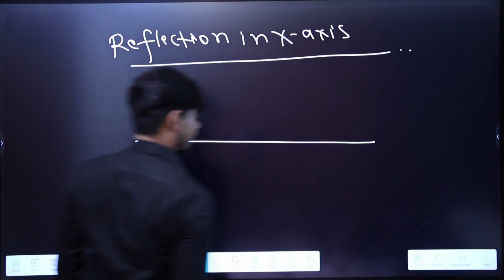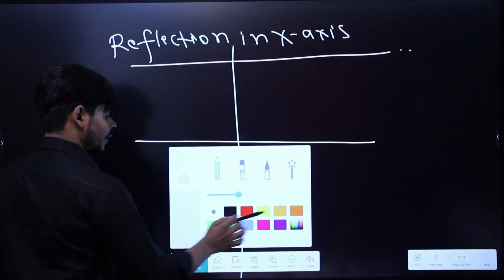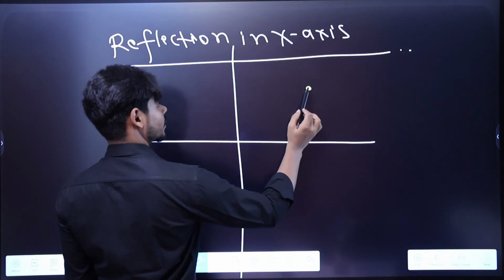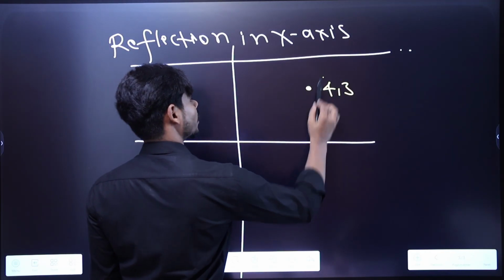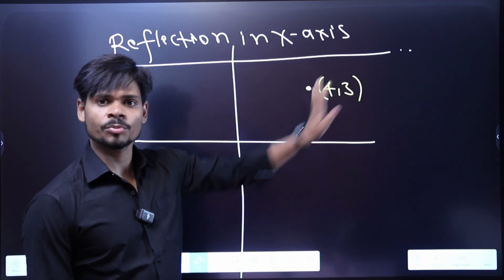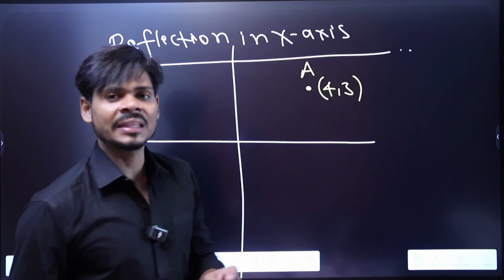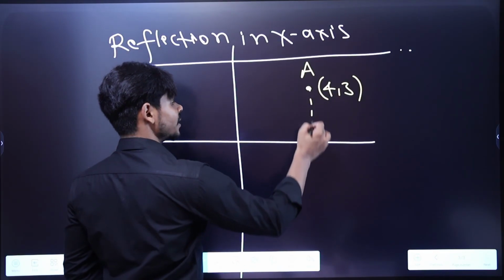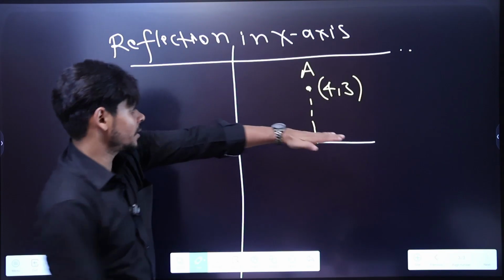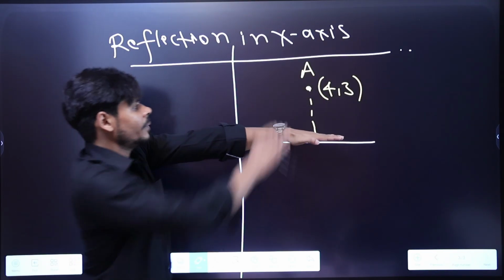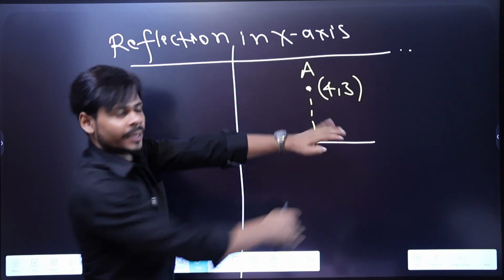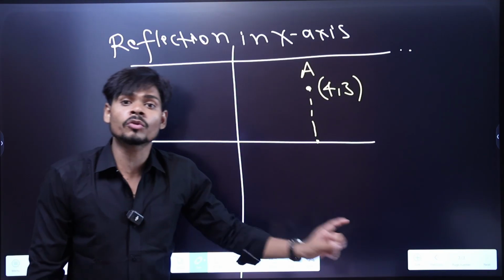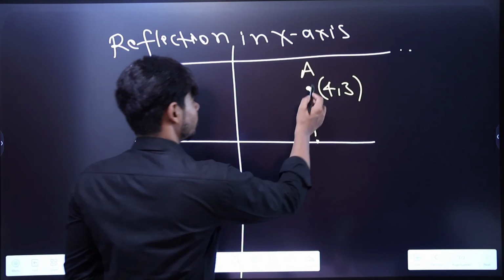Let's say this is your x-axis and this is your y-axis. If there is a point, let's say x and y, let's say x is 4 and y is 3, so the point is (4,3). I want to make the reflection in x-axis. So this distance must be equal to the image's distance. This is the mirror and this is the object. The image of this object will be on this side. The object is lying in the first quadrant, but the image will lie in the 4th quadrant. This is the important concept that we need to understand here, right?